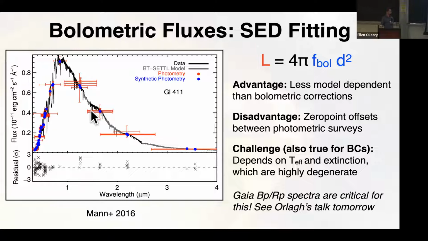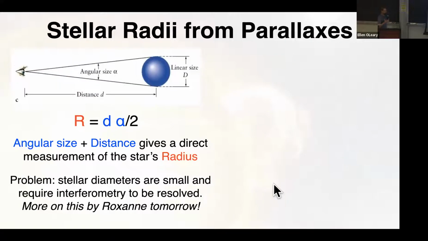We've had photometric surveys that allowed us to do spectral energy distributions, but it's really been and will be revolutionized by Gaia, not by the astrometry, but by the BP/RP spectrophotometry that covers a large range of wavelengths where stars emit a lot of light, and Orla will talk a lot more about this tomorrow. So we have a way to get luminosities.